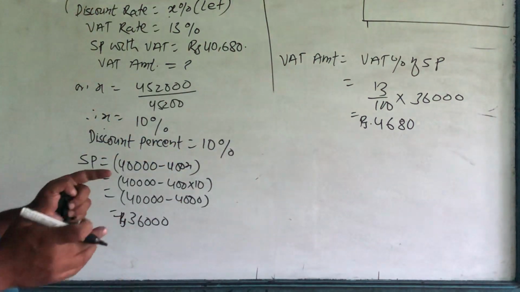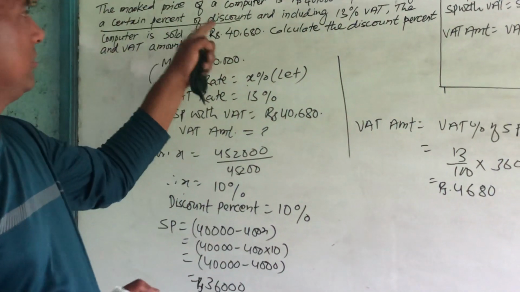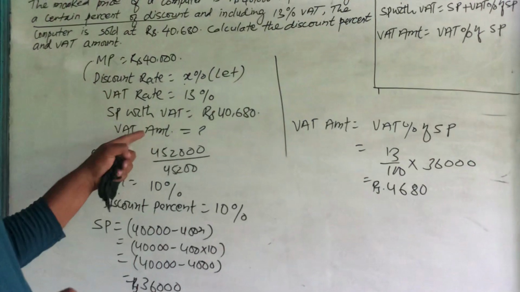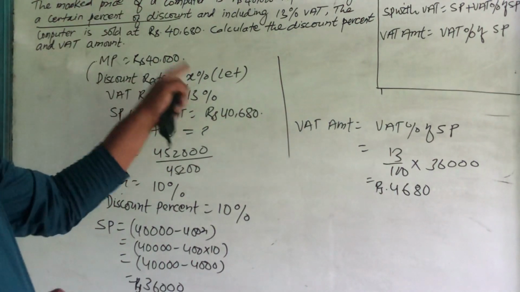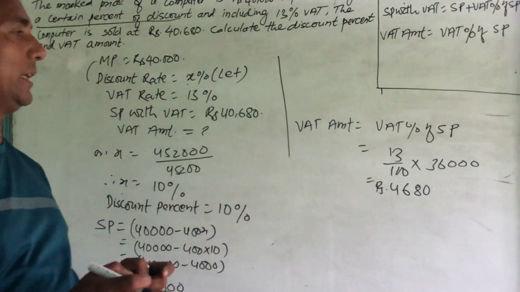So students, same process, just with the unknown discount percent, we let the unknown discount percent be x percent, and we solve with the same process as we did at the beginning.